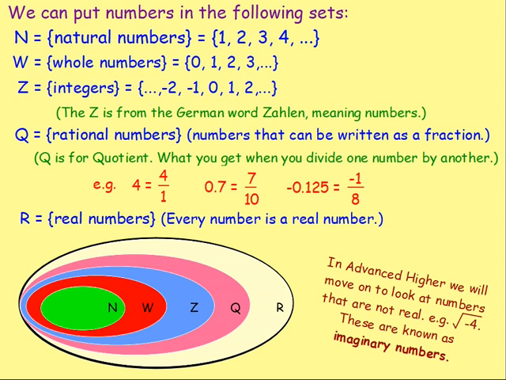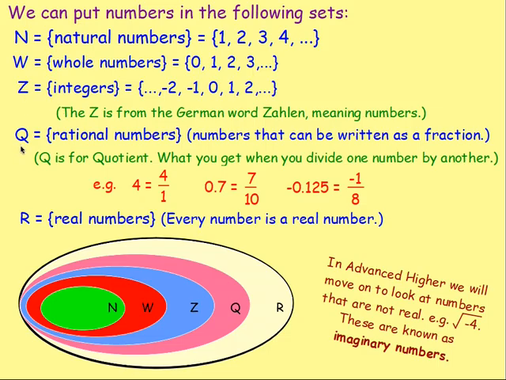So you can put numbers in the following sets. The numbers 1, 2, 3, 4 and so on are your natural numbers, capital N. Whole numbers are the exact same, but you also include 0. A positive or negative whole number is known as an integer, Z. And the Z is from the German word that means numbers. That is why we use a capital Z.